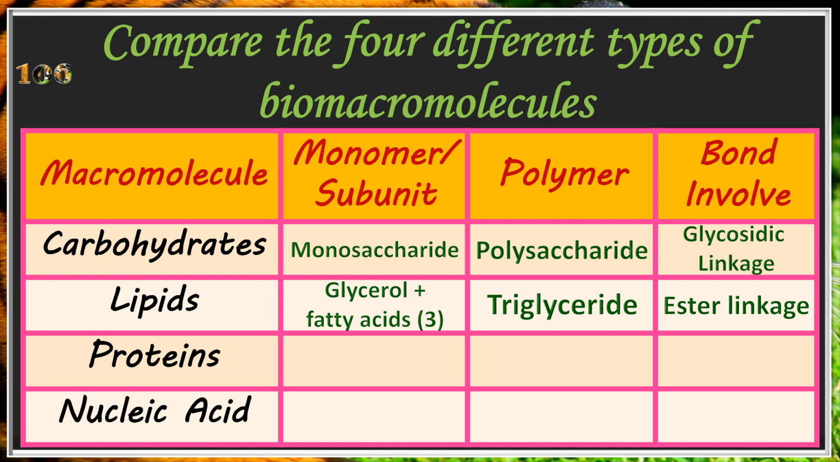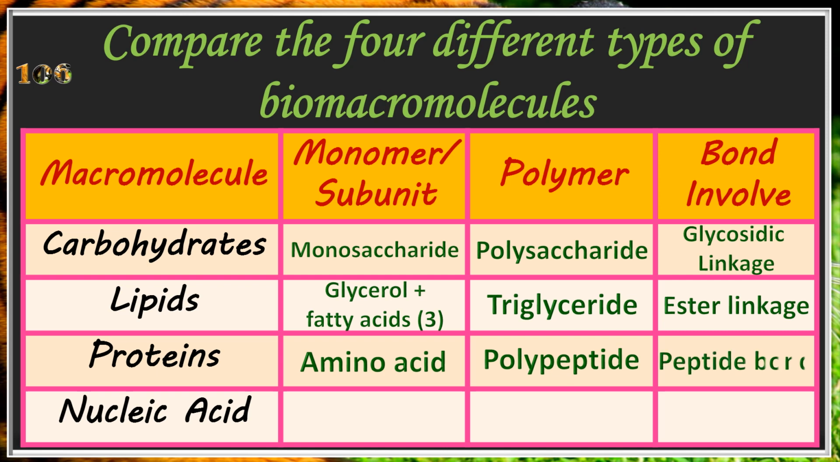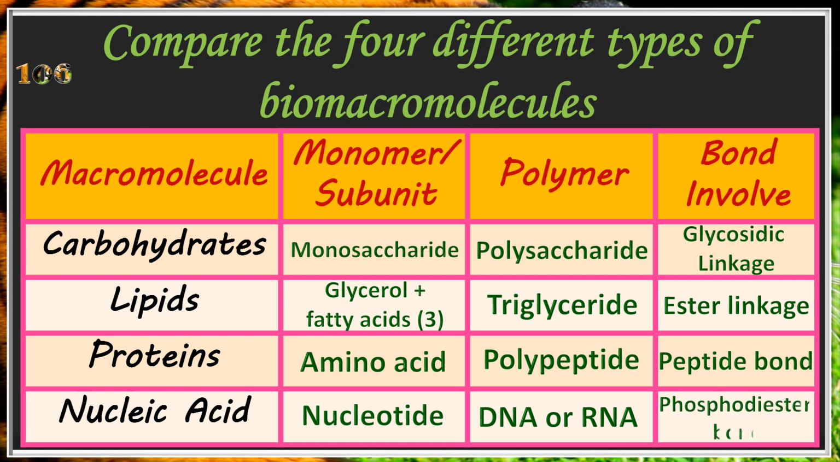Another macromolecule is the proteins. The monomers are the amino acids. The polymers are the polypeptides. And the bonds involved are the peptide bonds. Our 4th macromolecule is the nucleic acid. Monomers are the nucleotides, and the polymers are DNA and RNA. The bonds are phosphodiester bonds. Those are the biomacromolecules.